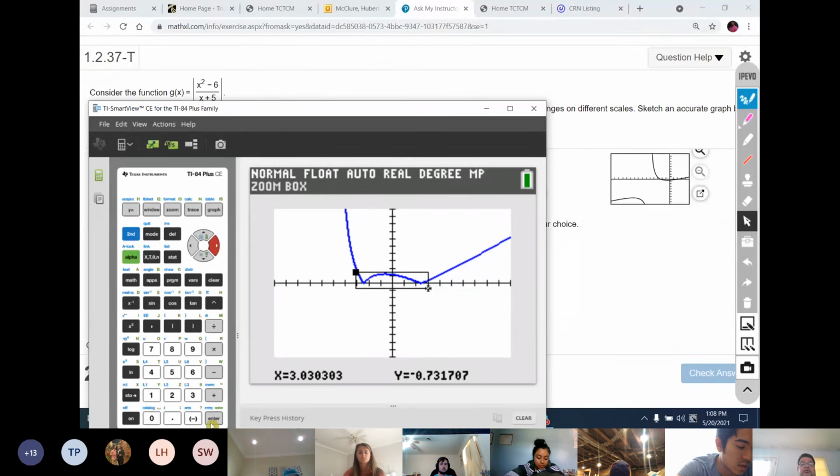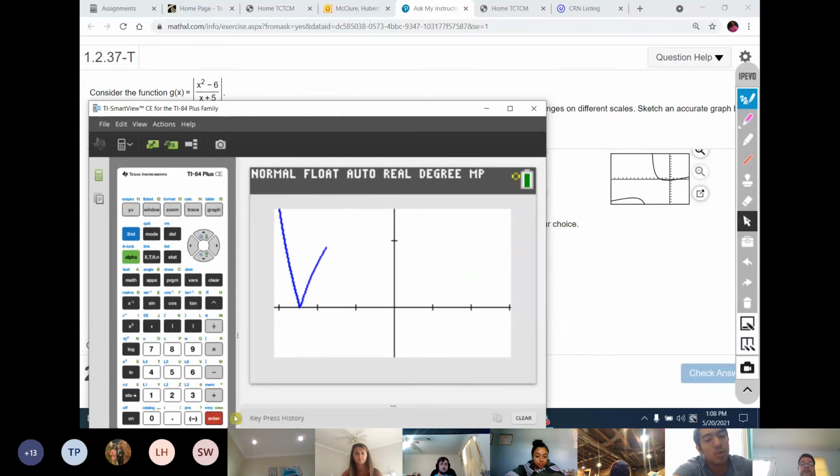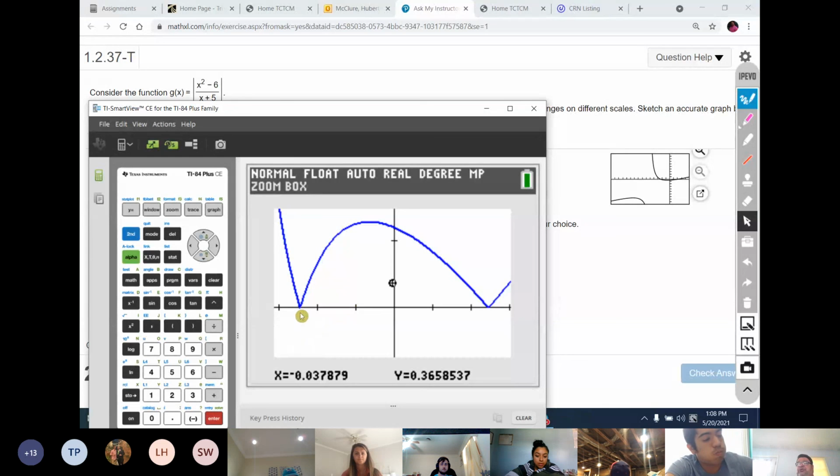Looks like to me it's touching the x-axis. Everybody see that? So let's find out where it's touching so we can figure out in case they ask. So hit second, trace, and you want to find the 0.